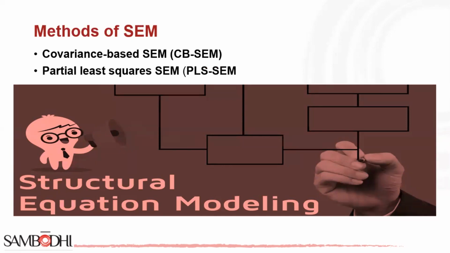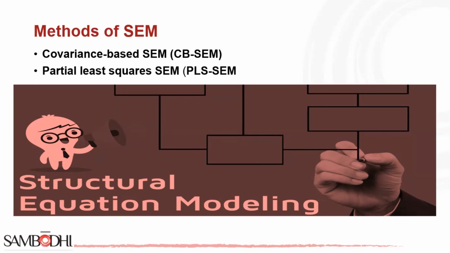Methods of SEM. Two popular methods dominate SEM in practice: covariance-based SEM, that is CB-SEM, and partial least squares SEM, PLS-SEM, also called PLS path modeling. Now, CB-SEM is primarily used to confirm or reject theories and their underlying hypotheses. This approach confirms or rejects hypotheses by determining how closely a proposed theoretical model can reproduce the covariance matrix for an observed sample dataset.